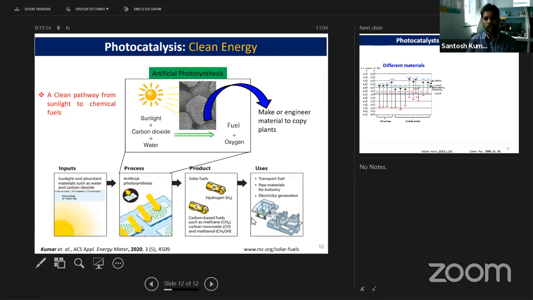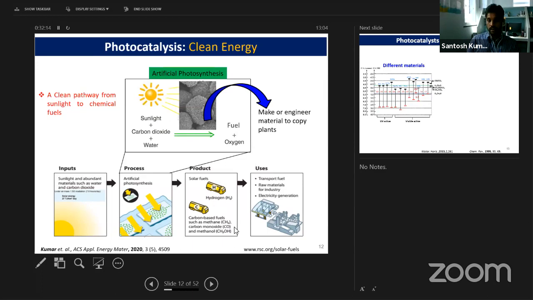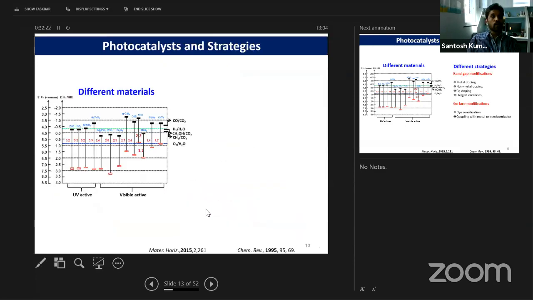So for example, if you look at the products in this process, one of those is hydrogen, which can directly be used as a transport fuel in industry. And other possible products are low carbon products such as methane and carbon monoxide and even methanol, which could be a raw material for various industry, even for the petrochemical industry, right? So, but what are the challenges? And is there any material that can do this job? Yes, there are plenty of materials, a range of materials.